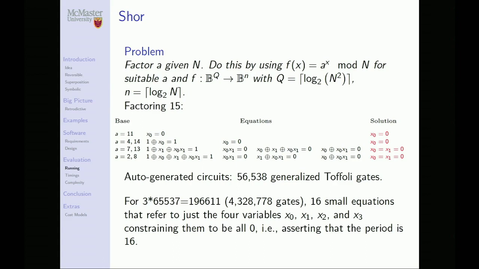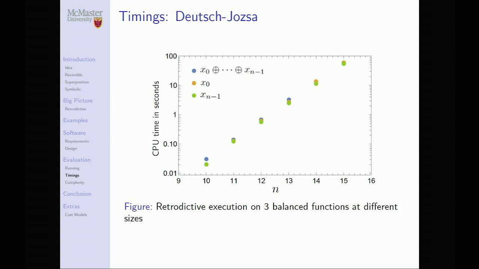Yes, okay. Right, so some timings. Different balanced functions at different sizes. For Deutsch-Jozsa, the representation doesn't matter. It's just exponentially slow. It just gets bigger, like the answers. Log at the top and at the bottom, it's really 2 to the n that matters. Yeah, this is just exponential.